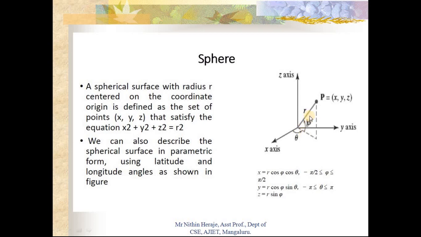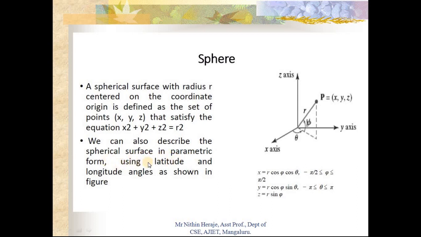This is the angle phi, which is got after this line over here, which is at 90 degrees towards this r, and this gives you the value of theta. Let's check with this. A spherical surface with the radius r on the coordinate origin is defined by x, y, z points that satisfy the equation x square plus y square plus z square equal to r square.